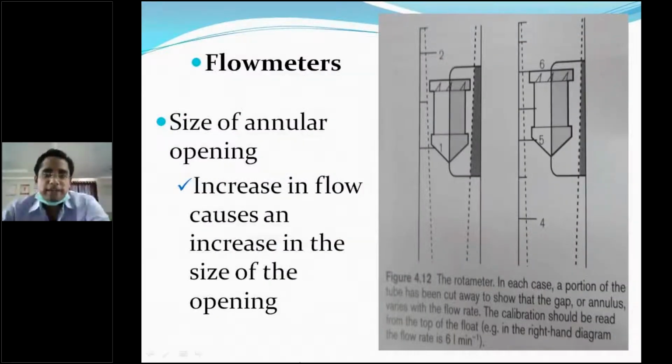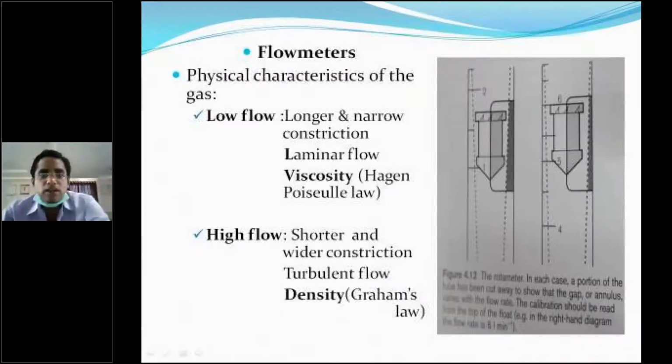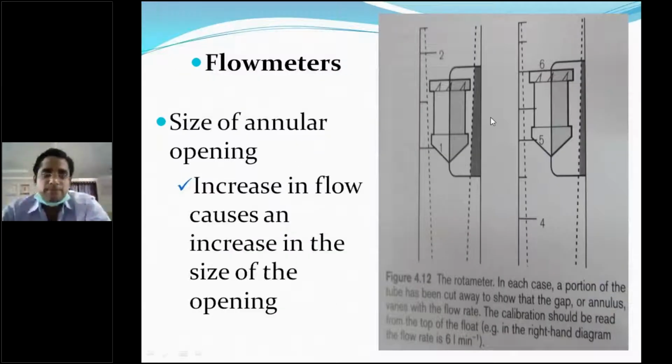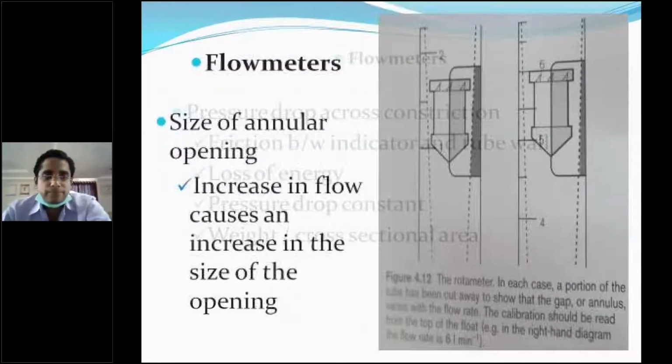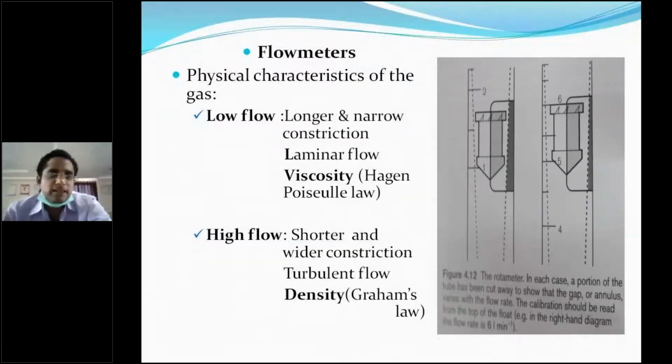So these are the flow meters you have. One is the low flow, one is the high flow. The low flow has a longer and narrow constriction, whereas the high flow has a shorter and wider constriction. You can see in these two images, the left side image is the low flow and the right side image is the high flow. So the low flow is for laminar flow and the high flow is for turbulent flow.